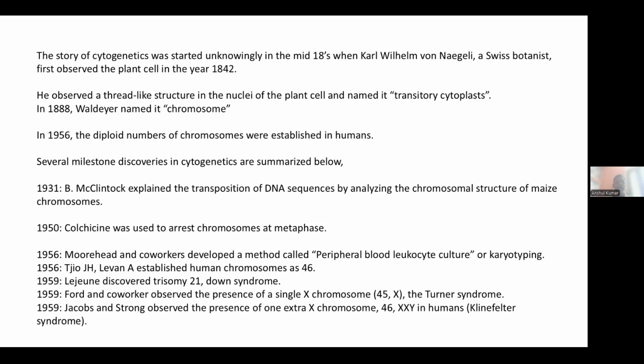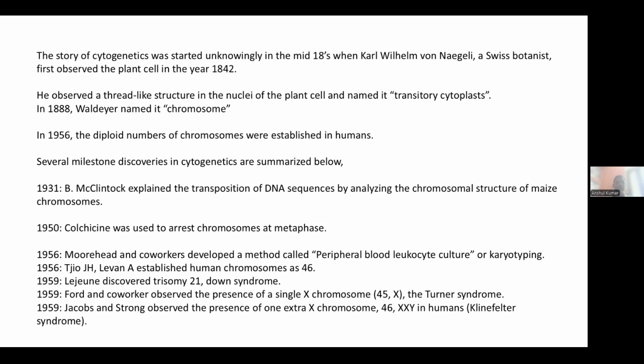In 1950, colchicine was used to arrest chromosomal divisions in the metaphase stage. It is derived from a plant known as Colchicum, and it is one of the most important steps in the stages of chromosomal karyotyping, which we will see in the coming slides.